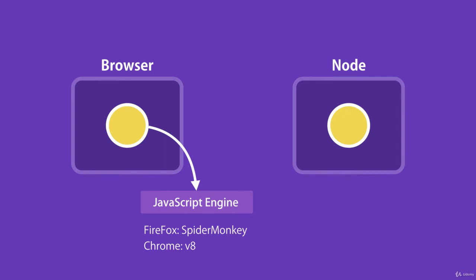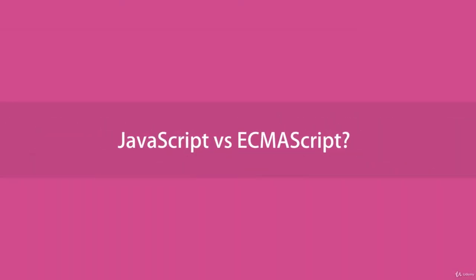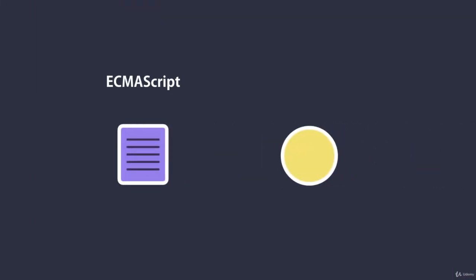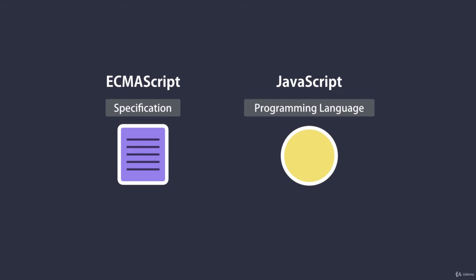So in a nutshell, JavaScript code can be run inside of a browser or in Node. Browsers and Node provide a runtime environment for our JavaScript code. And finally, the last question. What is the difference between JavaScript and ECMAScript? Well, ECMAScript is just a specification. JavaScript is a programming language that conforms to this specification.